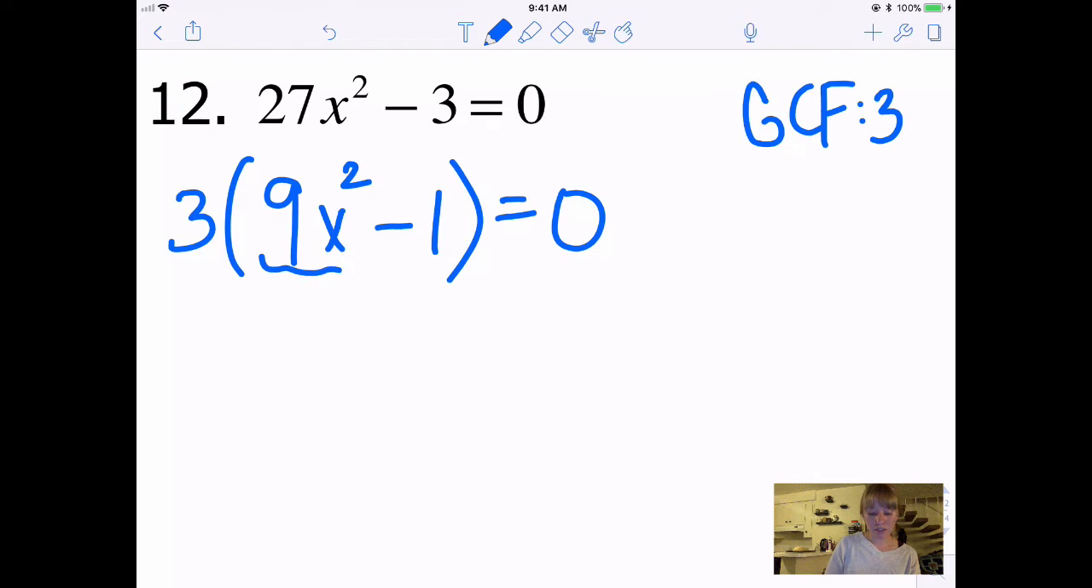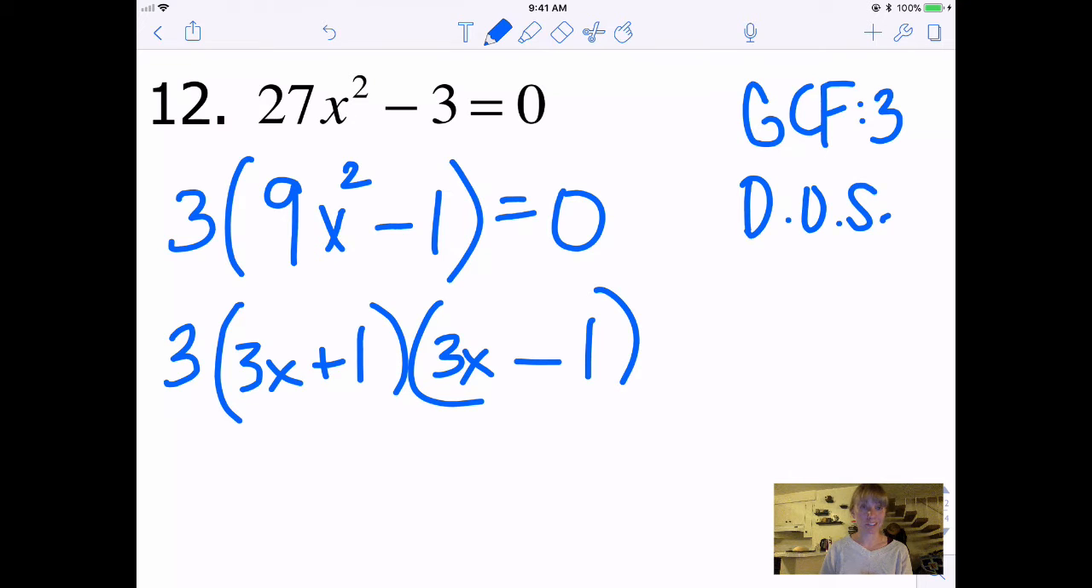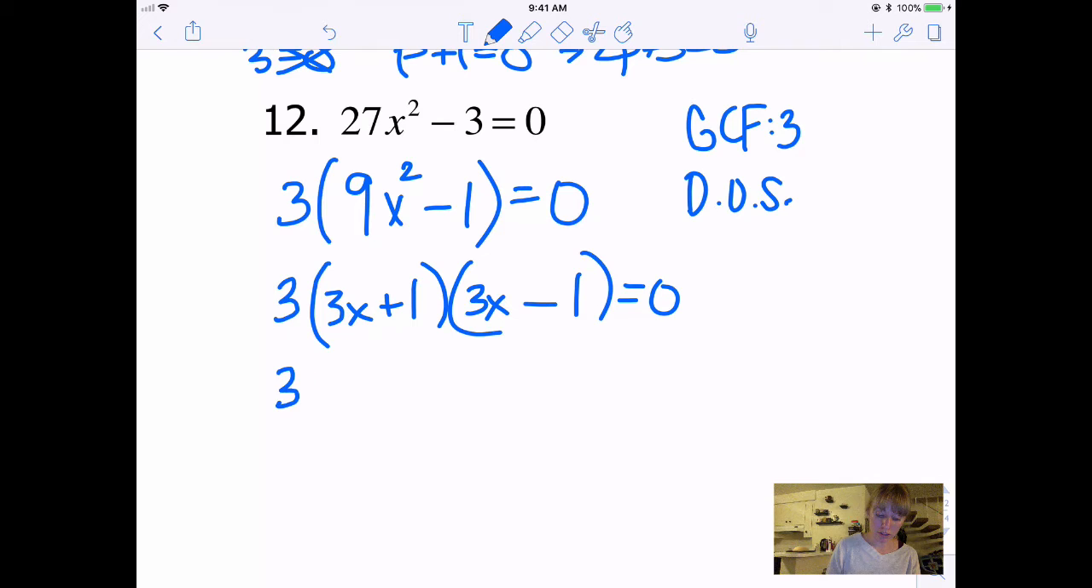And please note, this 9x squared minus 1, we've seen that form before. That's the difference of 2 squares. So I keep my 3 on the outside, but then I'll need a 3x and a 3x to multiply to get 9x squared, a 1 and a 1 to get 1. And then if I have opposite signs, I'll lose my middle term. So I set that equal to 0, and I have 3 equations. 3 equals 0. 3x plus 1 equals 0, or 3x minus 1 equals 0.